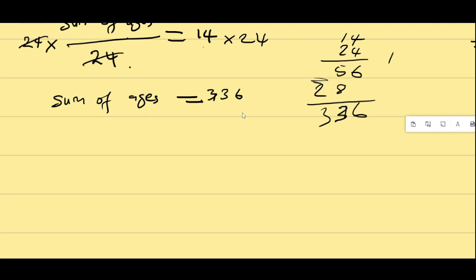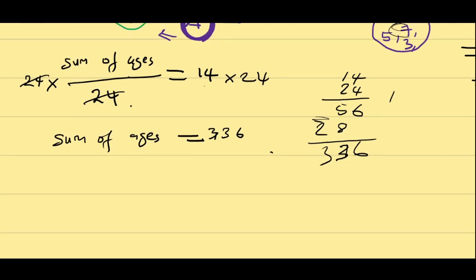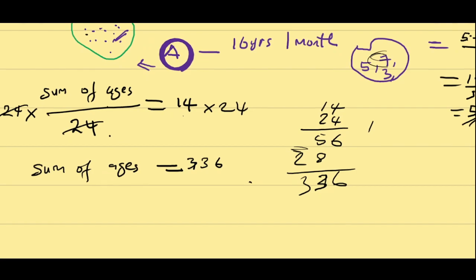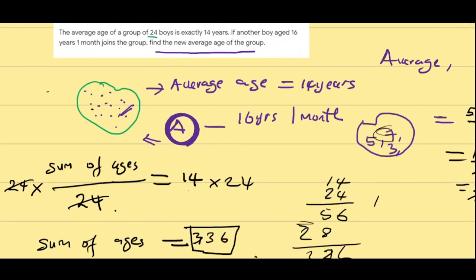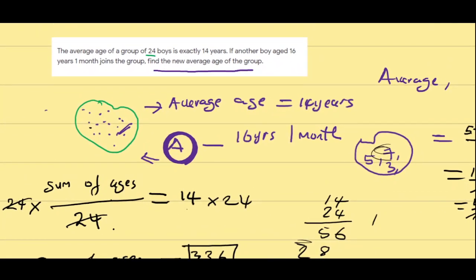So what do we do next? After finding the sum of the ages of the boys, we have to archive this number. Let's just put it in the box, archive number, and go back to our problem again. Now we are told that the average age is 14 years. But next, I told you that another boy has joined them.